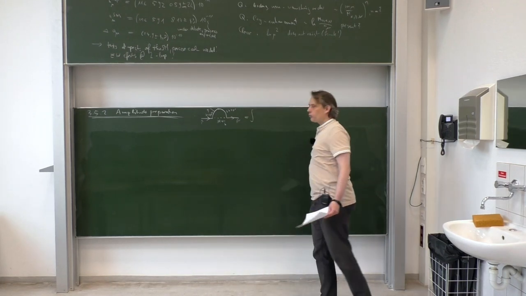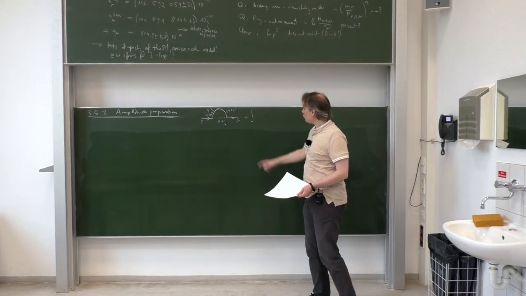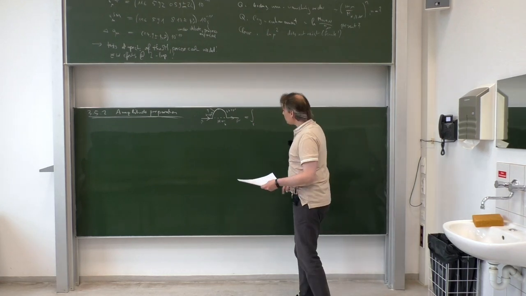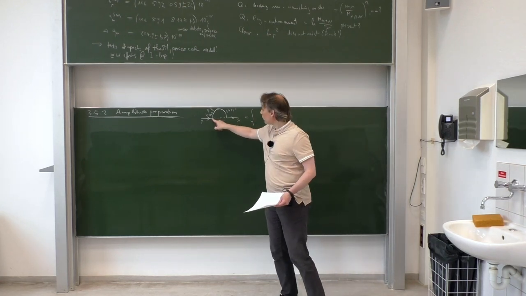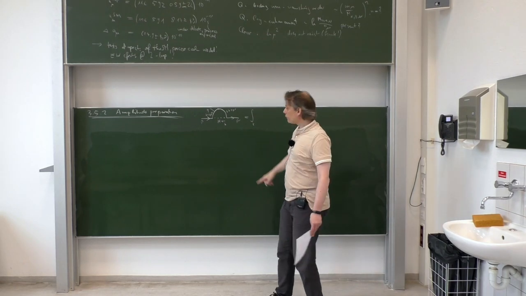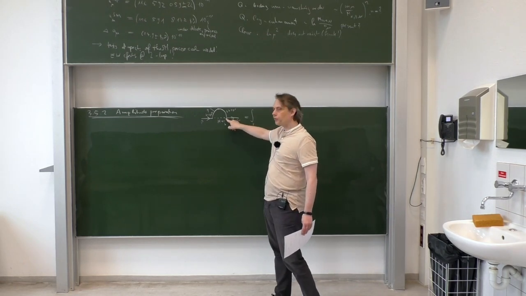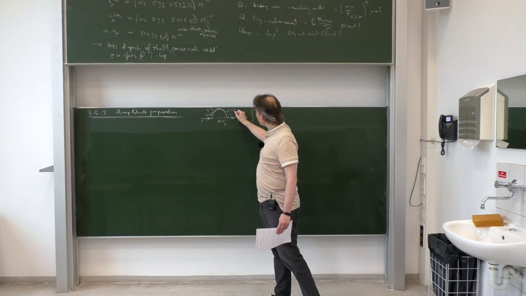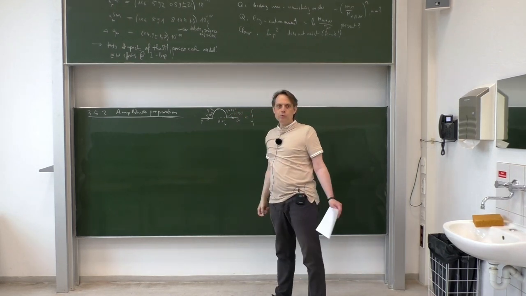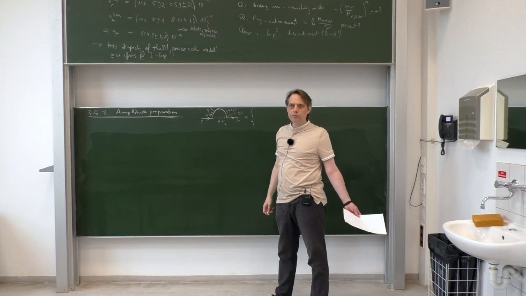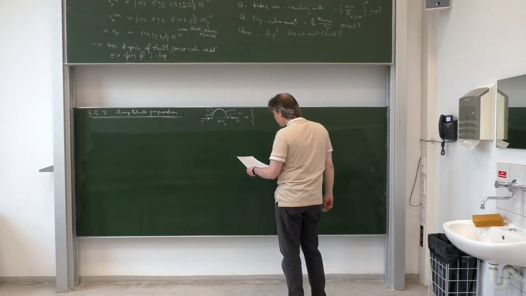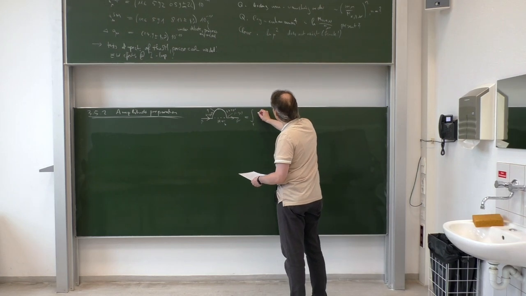Then this diagram has the following amplitude. Of course, we have an integral over the loop momentum k. And otherwise, we have here two coupling constants of vertices where a Higgs couples to a muon. For the purpose of this, let us just say this coupling is minus i times y, where y is the Yukawa coupling for the muon.